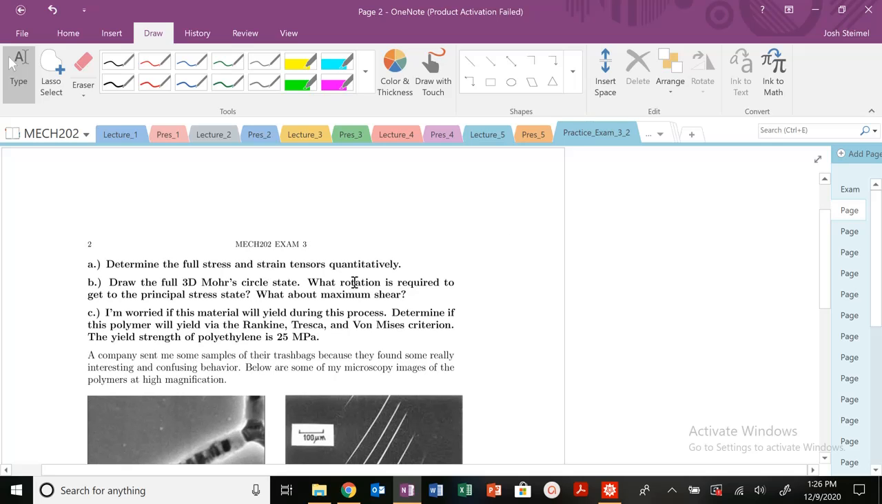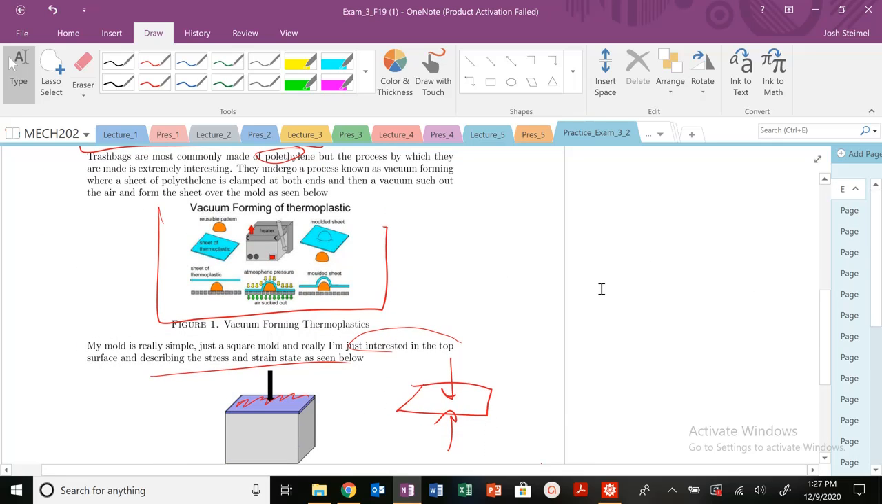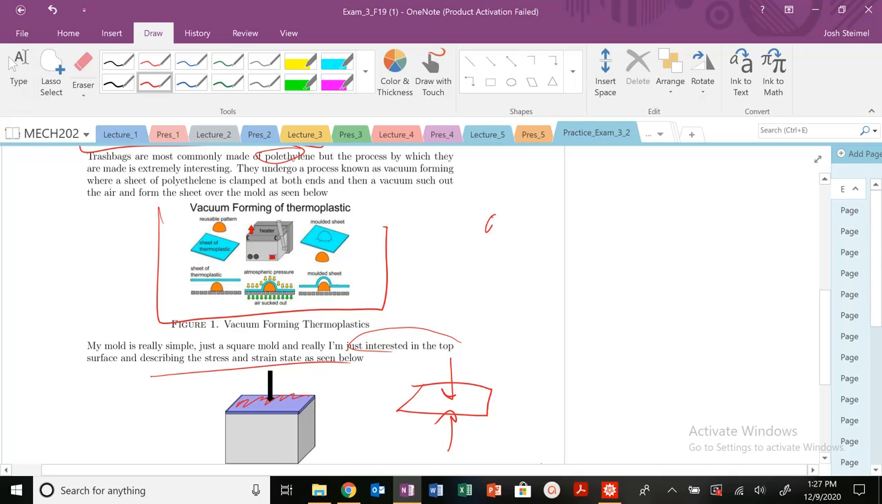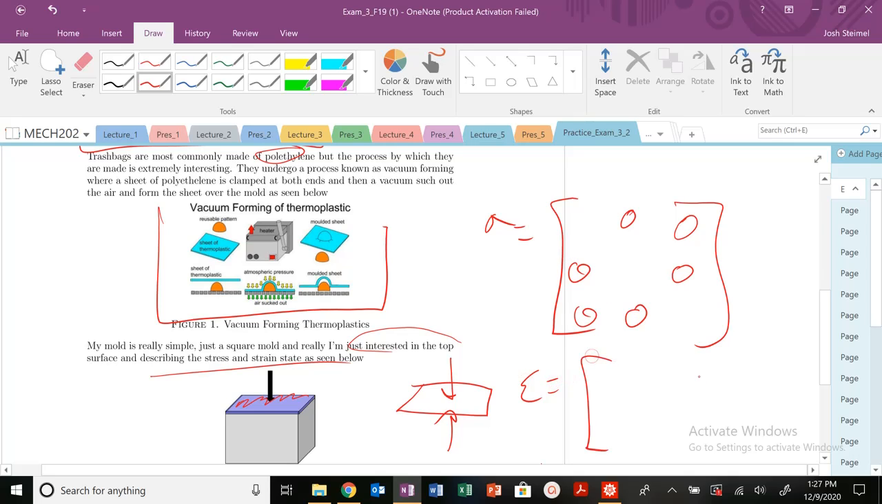Draw the 3D Mohr circle. What's the rotation to get a principal stress state? Let's go ahead and tackle this problem one by one. Let's look at our stress tensor first. There's lubrication between the mold and the surface. With that, I know from equation 66 that my shear stresses will be 0. I know then that my shear strains are all going to be 0 as well.